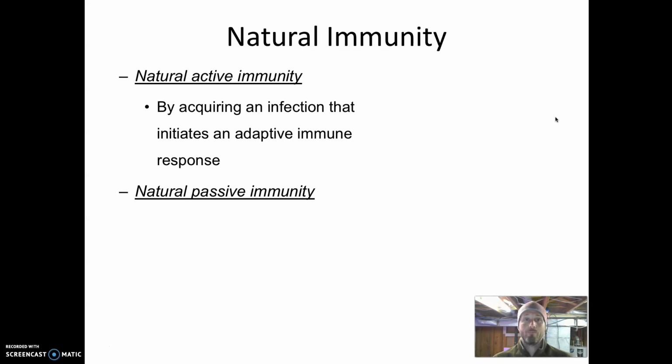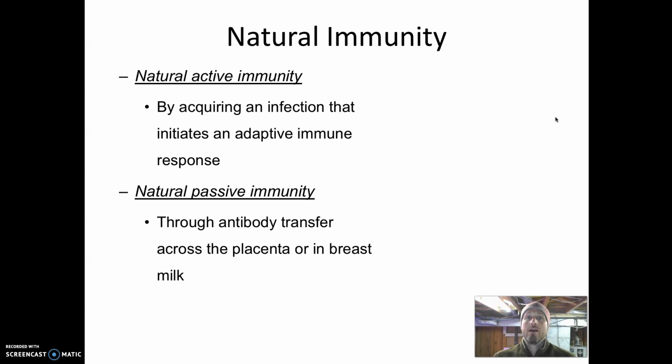How about natural passive immunity? So we know, again, natural, things that occur without medical intervention. Passive is where the individual receives antibodies from another organism, but does not know how to make those antibodies themselves. So what's an example here? During child rearing, right, mothers commonly pass antibodies from the mom to the child to protect that child against infections that the mother knows about, but the child does not yet know about.